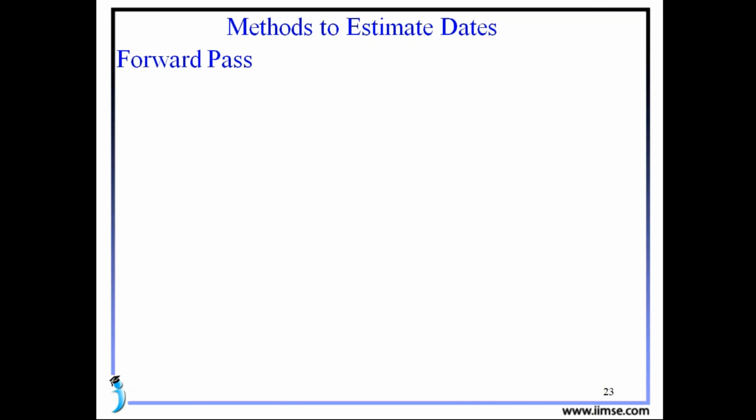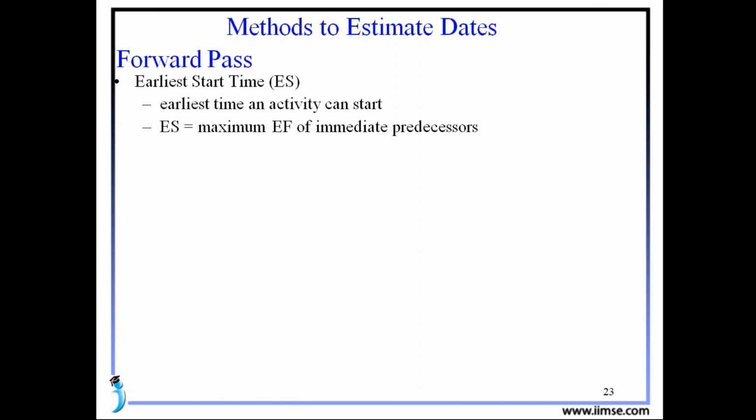Actually, to estimate the project duration, we use two methods. One is forward pass, and other is a backward pass. In the forward pass, we find earliest start time. We indicate that with ES. Some people may call that directly as early start. So here, earliest time an activity can start. That means as early as possible we should start our work. That is the earliest start of our activity. Yes, early start is the maximum earliest finish of immediate predecessor.